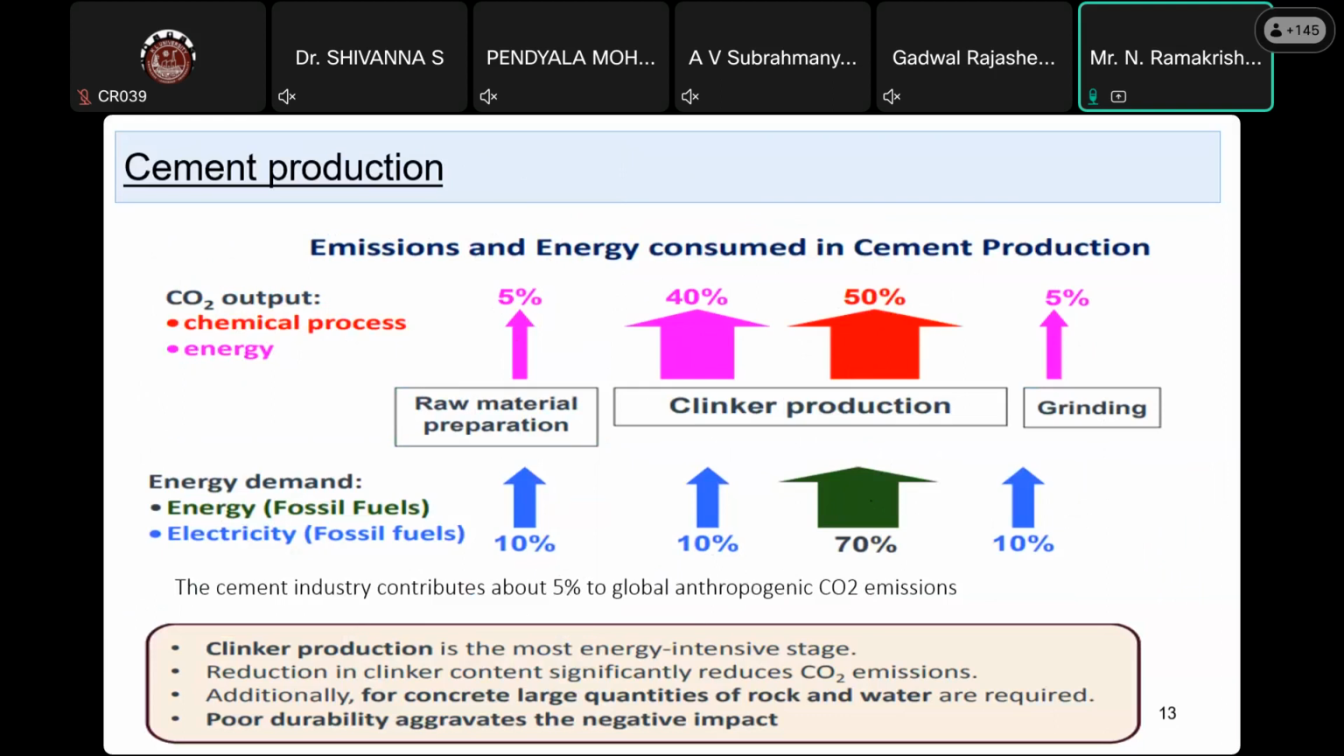I think we have two stages. One is the clinker stage, another is the grinding stage. That I will be showing you. So if you reduce the clinker, you are going to reduce the CO2 emission. Durability is also going to depend on the quality of the cement which you are going to use.